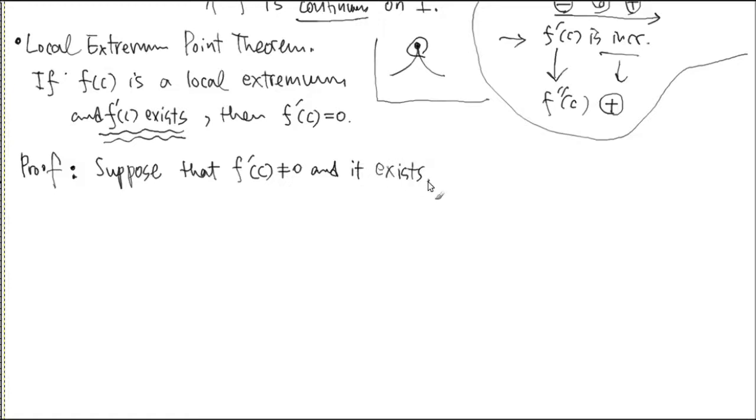What's given here is that f of c is a local extremum. That part is given, correct? And f prime of c exists. This is also given, so I don't think we have to put that in there. We want to conclude f prime of c is 0. Suppose it's not 0. Okay?